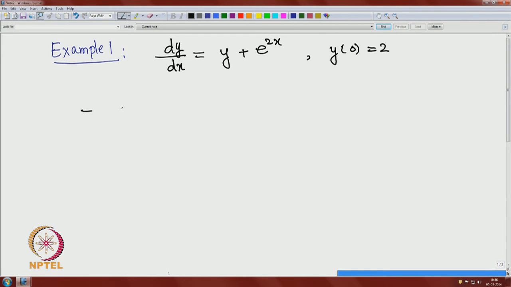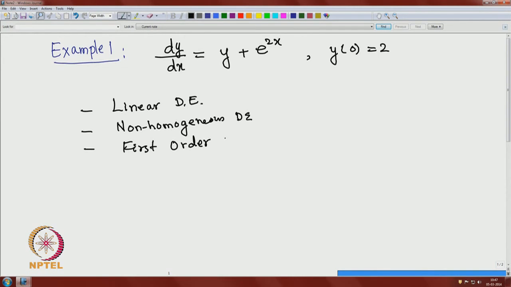Note that it is a linear, non-homogeneous differential equation, and this equation is first order. So sufficient theory has already been developed and you have seen how to solve this equation by using the integrating factor technique. So let us analyze the existence and uniqueness of the solution.